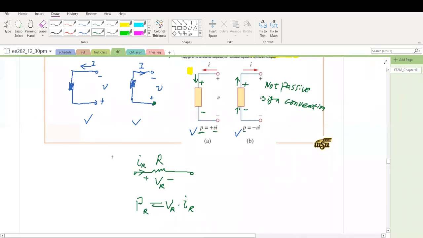So the key is to understand this. If we understand this, it's a high school notion. Remember this is the passive sign convention. With this, the power equals positive V multiplied by I. And if the voltage sign and the direction of the current do not follow the passive sign convention, then the power equals negative V multiplied by I. The same thing applies here as well.